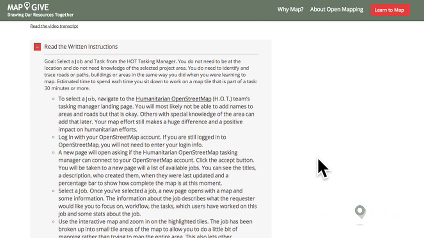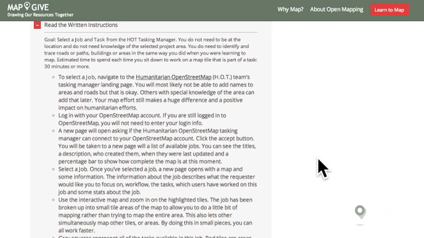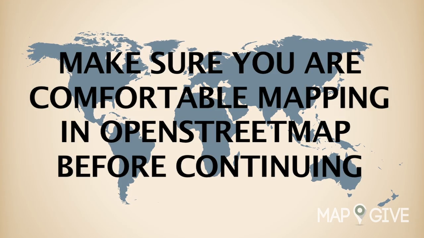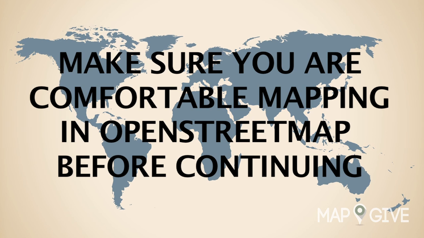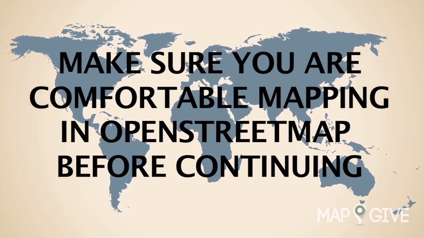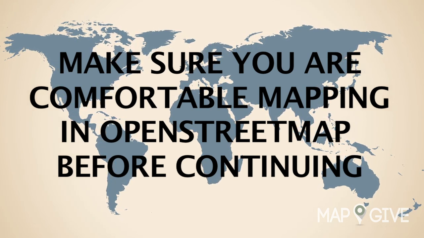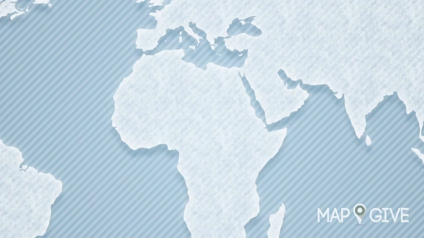There are written instructions on the mapgive site, which may be helpful as you start to map in the OpenStreetMap Tasking Manager. If you don't feel comfortable mapping yet, please pause this video and select the How to Map tutorial video from the mapgive site. Come back to this video once you are ready.